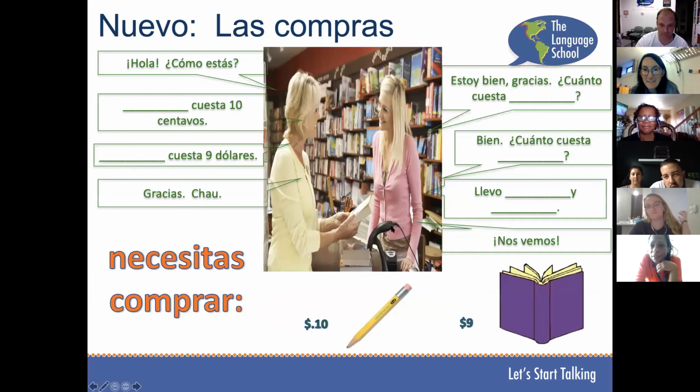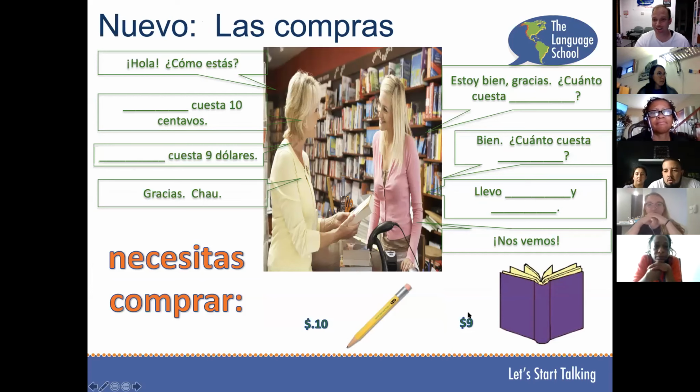Excellent. Okay, ahora let's go with Daisy and Orlando. It's going to be a little bit harder this time around. Daisy, you're going to be the person on the left, and Orlando, you're the person on the right. So Orlando, tú necesitas comprar el lápiz y el libro. Bien.